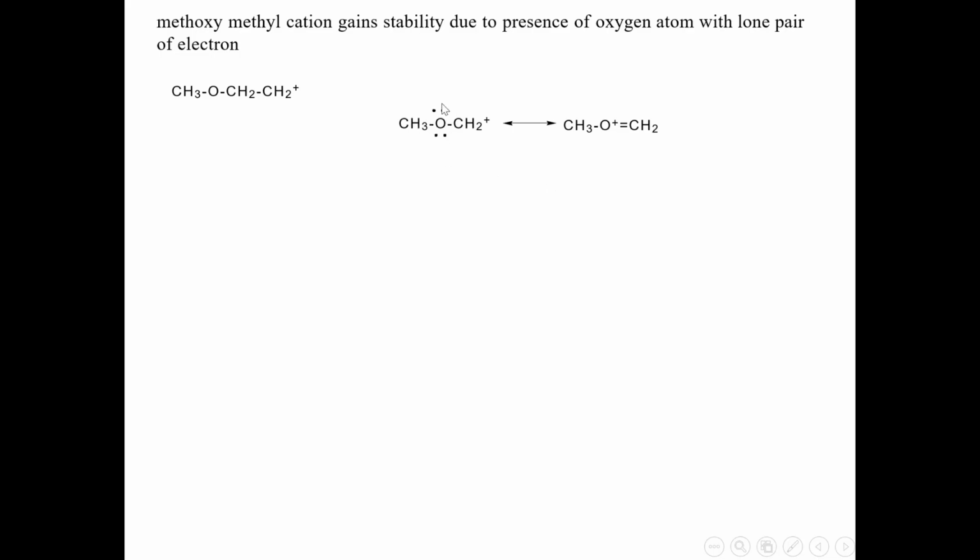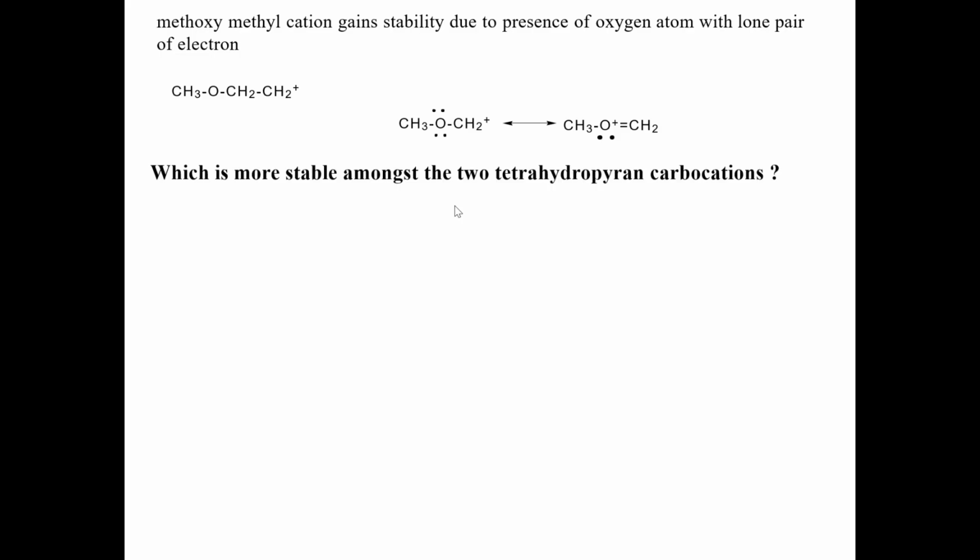Because of this lone pair of electrons on the oxygen which is present adjacent to the carbon atom, it becomes more stabilized than that of methoxyethyl carbocation. Here there is no conjugation with this lone pair of electrons. There is a carbon atom in between, hindering this sharing. That's why methoxyethyl carbocation will become less stable than methoxymethyl carbocation. Sharing of lone pair of electrons also gives rise to stability.